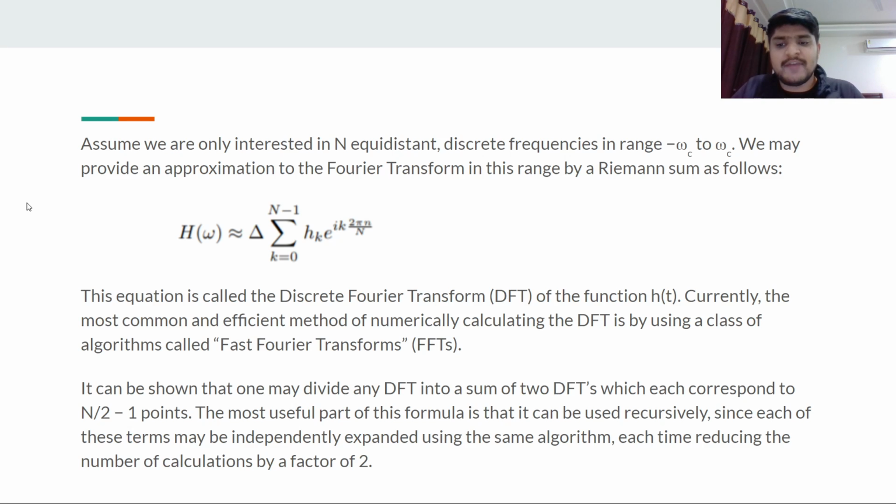Currently, the most common and efficient method of numerically calculating the DFT is by using a class of algorithm called fast Fourier transform, or FFTs. It can be shown that one may divide any DFT into a sum of two DFTs which each correspond to n by 2 minus 1 points in the same frequency range. The most useful part of this formula is that it can be used recursively, since each of these terms may be independently expanded using the same algorithm, each time reducing the number of calculations by a factor of 2.